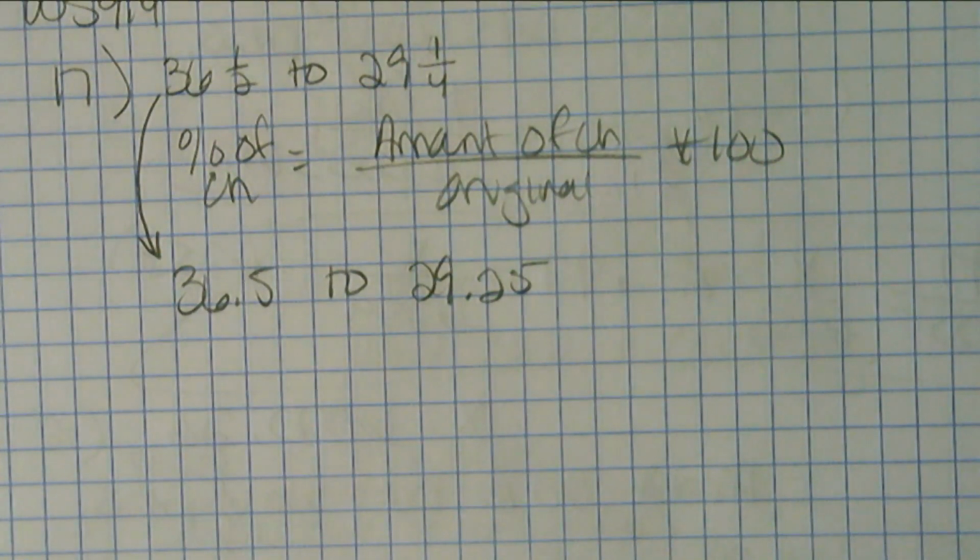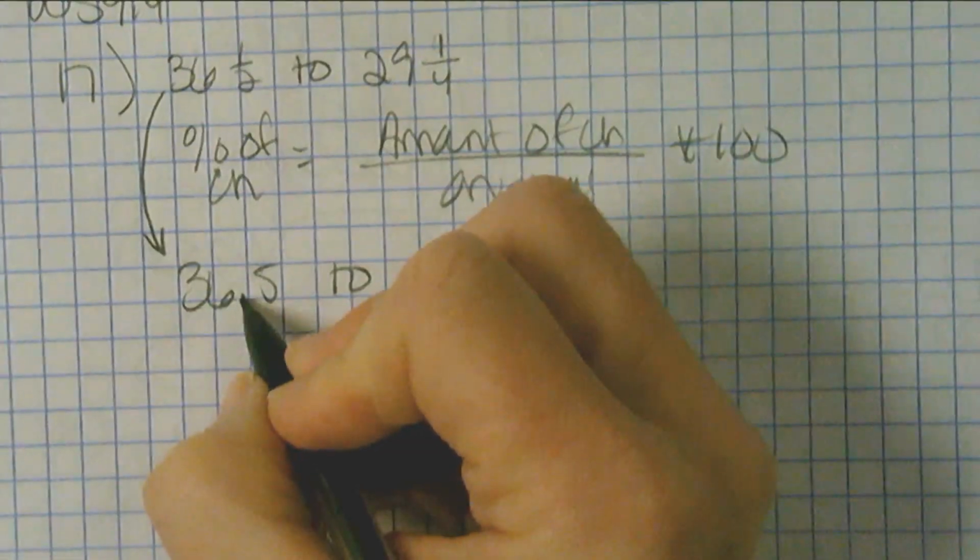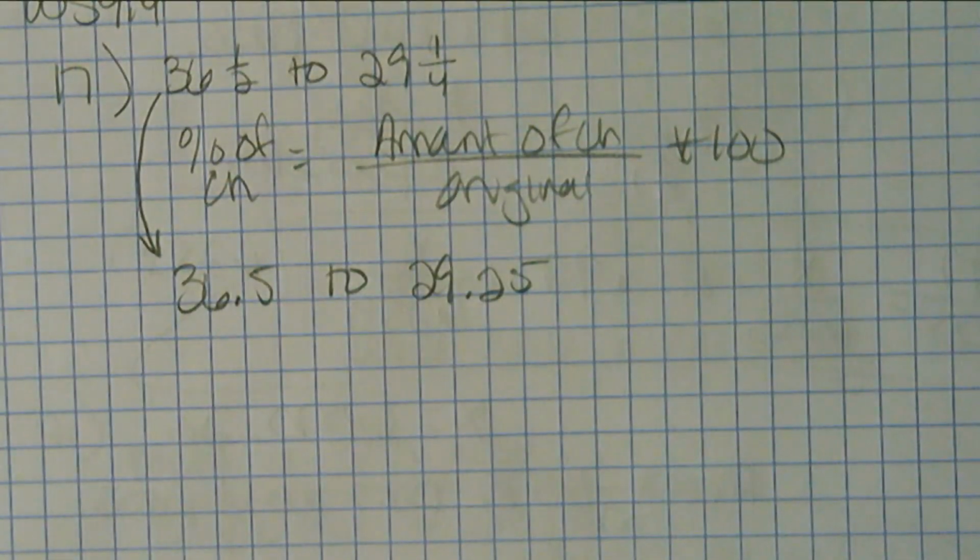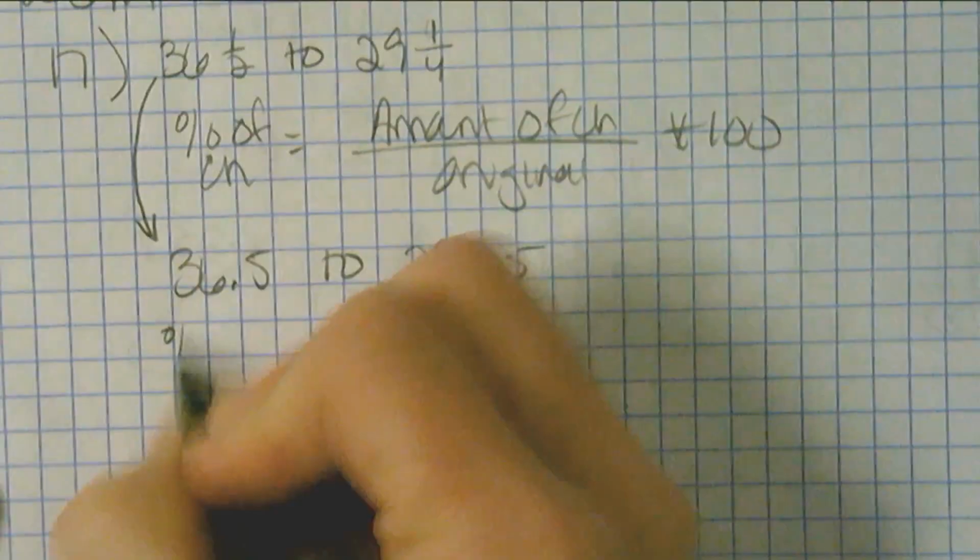I do expect you to know your decimals. If you don't know the decimal equivalent of a fraction, how could you figure it out? If this was like 36 and 7/8, I would not necessarily expect you to know what 7/8 is as a decimal. How could you figure out 7/8 as a decimal? Chris? Exactly. You're going to divide 7 by 8. You're going to do that division. But we know these, so I'm going to go ahead and do my formula.